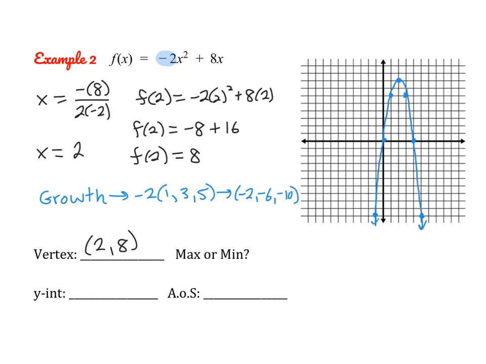Okay, now since our a value is negative, you can see that we ended up with that sad-faced graph. And anytime we have this type of parabola, we are going to have a maximum, because you can see our graph hits a high point. So this one is a maximum, and it occurs when y equals 8.